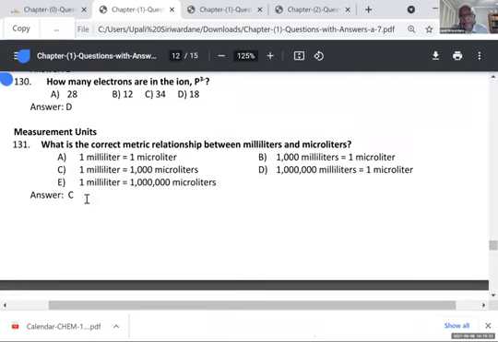Units. The millimeter to microliter answer is C, because when you divide it by 100, the 1 milliliter, you convert both sides. How do you convert milliliter to liter? 1,000 times. Then you multiply 1,000 milliliters, microliters, that equals 1 milliliter, answer is C.